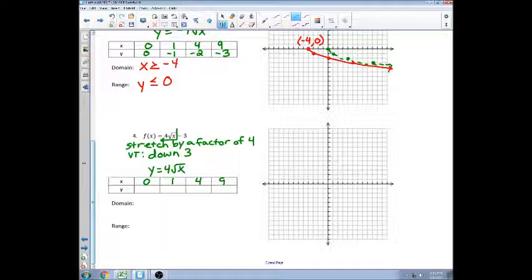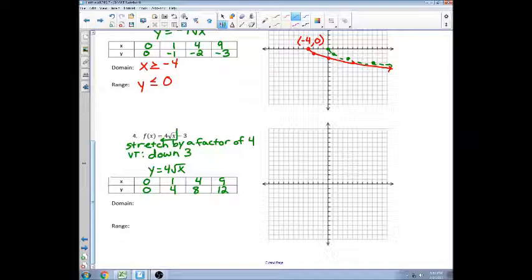So now I need to take 0, plug it in for x. The square root of 0 is 0. 0 times 4 is also 0. Take 1, plug it in for x. The square root of 1 is 1. 1 times 4 is 4. Then I take 4, put it in for x. The square root of 4 is 2. 2 times 4 is 8. And then I put 9 in for x. The square root of 9 is 3. 3 times 4 is 12.